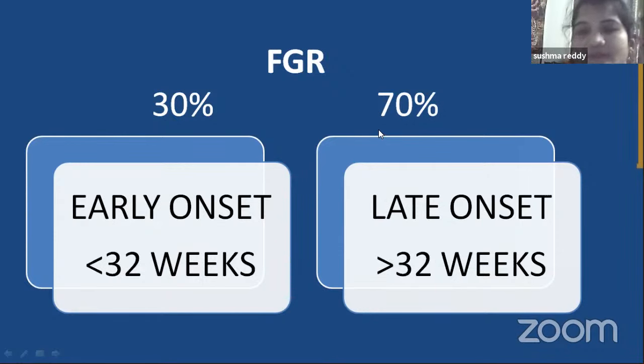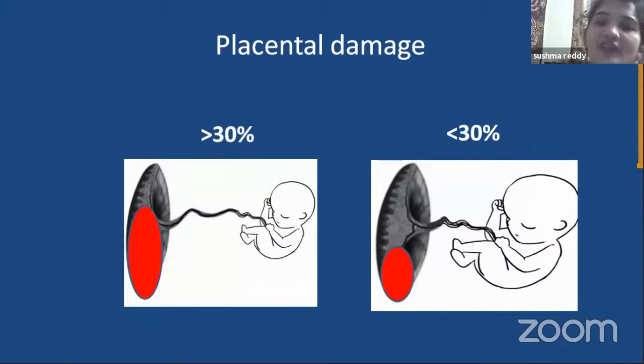So that means by following the traditional way of diagnosis of fetal growth restriction, we are missing out on 70% of fetal growth restrictions. Today, we are going to learn how to diagnose late onset and how to manage both the classifications. So in early onset fetal growth restrictions, the placental damage is more than 30%.